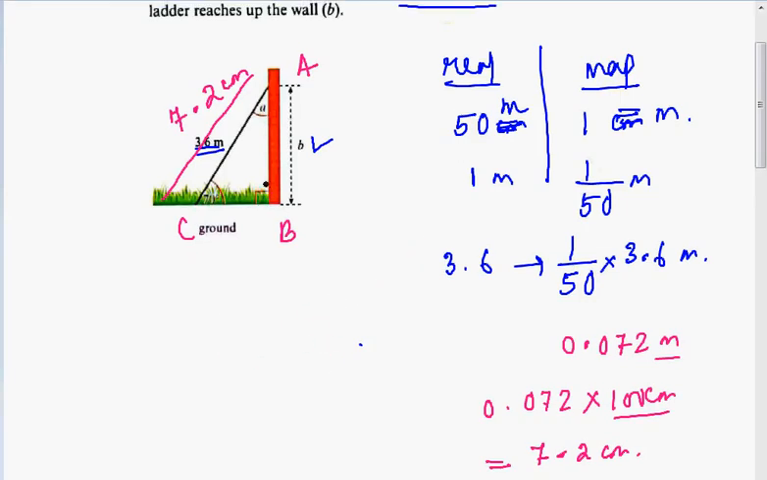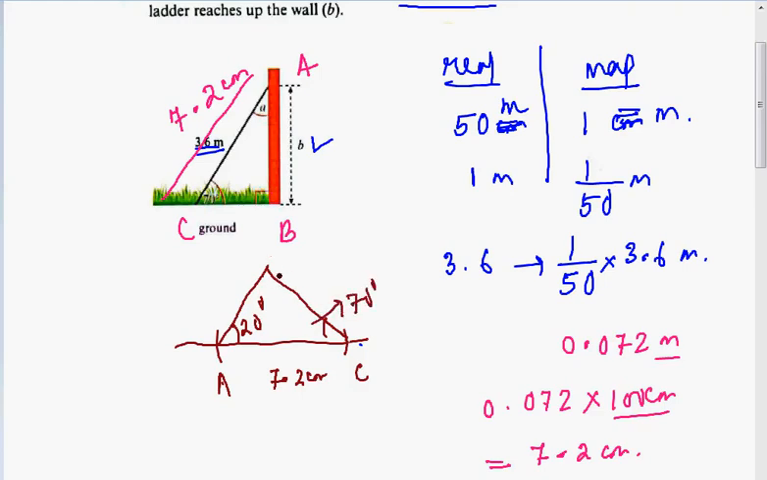Now let's draw this figure. We will take this AC length, which is 7.2 centimeters. At A we will draw 20 degrees and at C we will draw 70 degrees. Where these two lines are meeting, that point is B. We want to get AB, so we can calculate it. Let's say we are getting some figure. Say we are getting 4 centimeters.